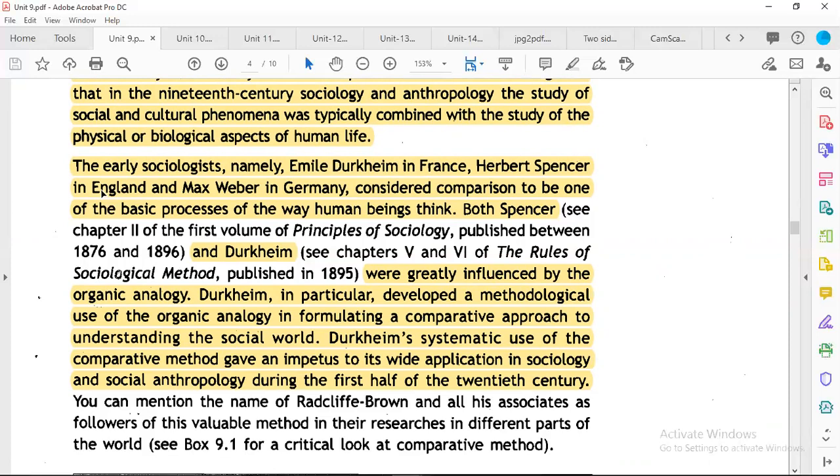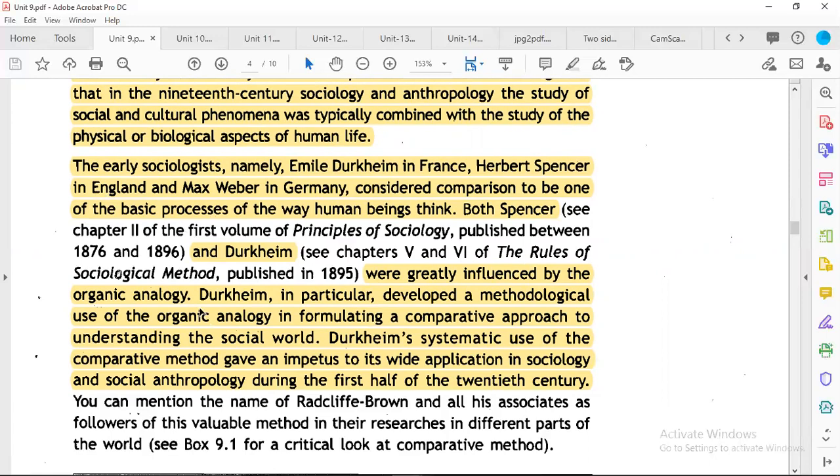But there is a difference in their use of the comparative method. Emile Durkheim used it in a more systematic way. On the other hand, Spencer and Weber used the comparative method, but not in as systematic a way as Durkheim. It is very important that if we want to gather knowledge by using the comparative method, we must use it in a systematic way. Only then will we get the actual societal phenomena.